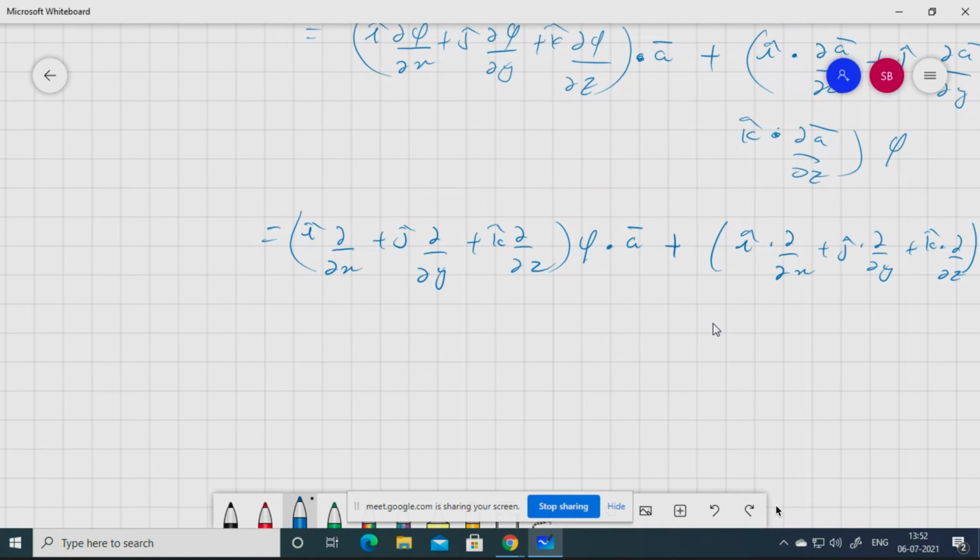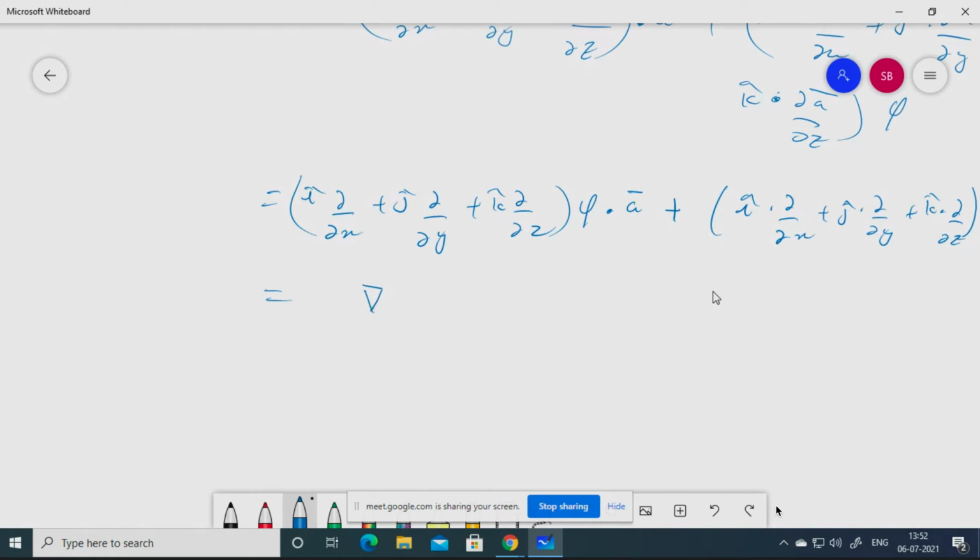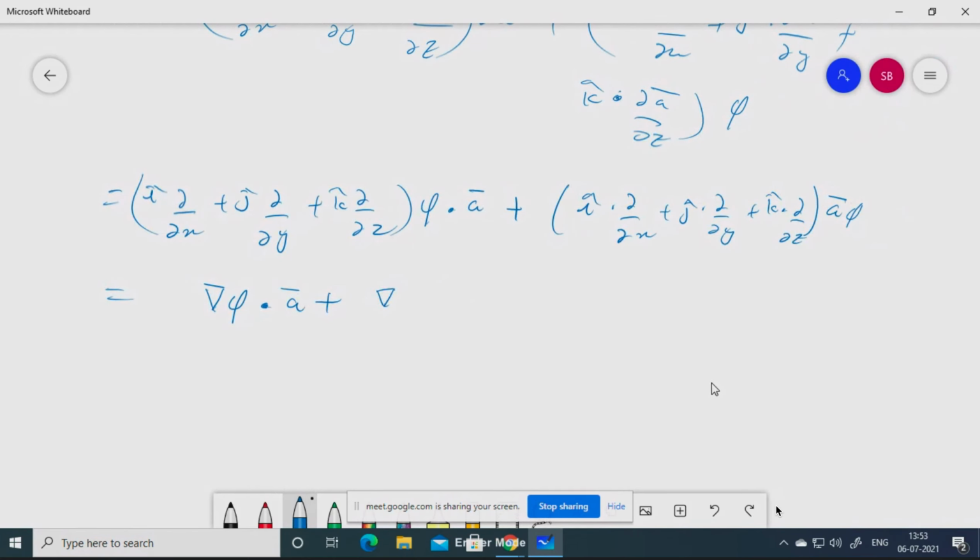Okay, so now you observe here, this is nothing but del, in between nothing, phi, so that is del phi dot A bar, plus this is del dot. I can mention a dot here instead of writing this thing. This is k dot, that is dot A bar into phi. So did we prove it or not? What is del phi? Del phi is gradient of phi. So gradient of phi dot A bar plus phi as it is. Del dot A bar means divergence of A bar. So that is the identity.